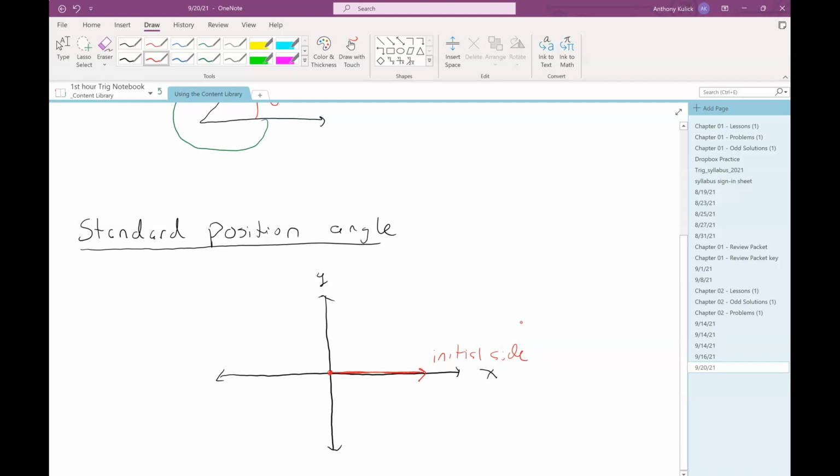And then we're going to take the other arm of our angle, where the pivot is kind of at the origin, and we're going to allow that to rotate counterclockwise. So if I want like a 190 degree angle, I'd start here and I'd rotate, I'd go like 90 degrees, 180 degrees, and like 10 degrees more. That would give us like a 190 degree angle. This side over here is called the terminal side.